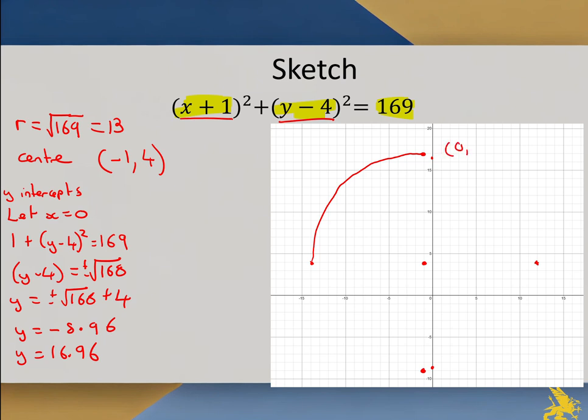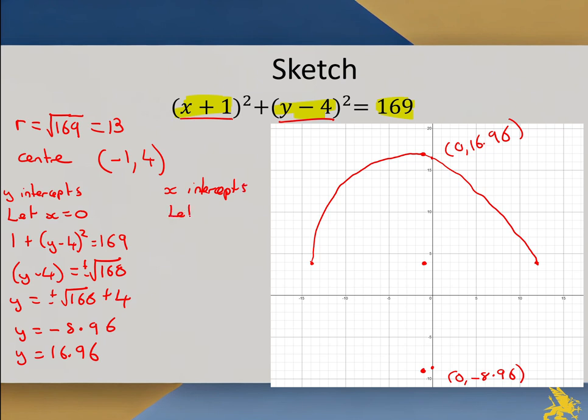So we've got 0, 16.96, and we've got x is 0, negative 8.96 here. So now I've got that point, I can continue my graph. If I circle, apologies, is not fully circle until I get to there, and then I've got the two x-intercepts to look for. So for the x-intercepts, it's the same thing.